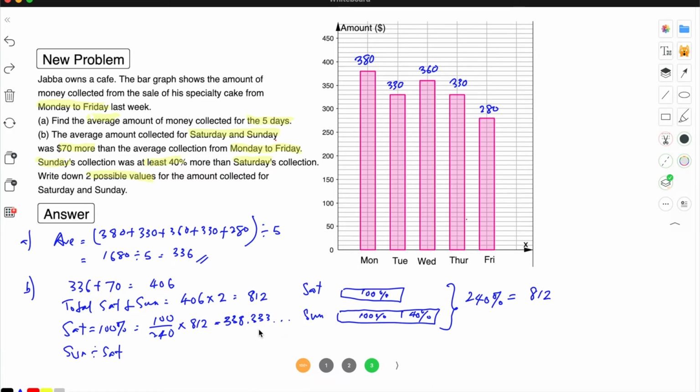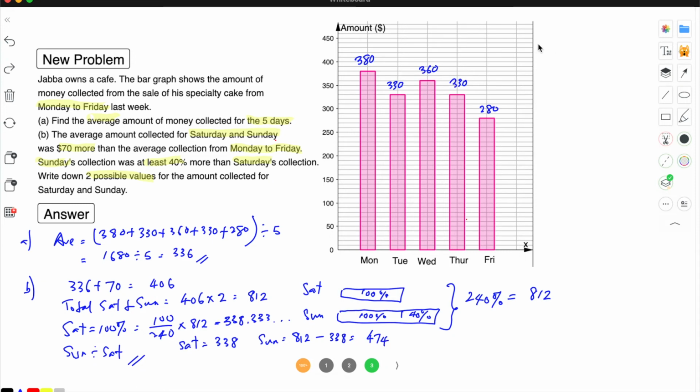If we round it down, then Saturday's collection will be slightly smaller, and because the total must be the same, Sunday's collection will be slightly more. Then if we divide Sunday by Saturday, we get slightly more than 40%. That is why in this case we have to round it down. That means one possible value for Saturday will be 338. And for Sunday, it will be the total 812 minus 338, which gives us 474.